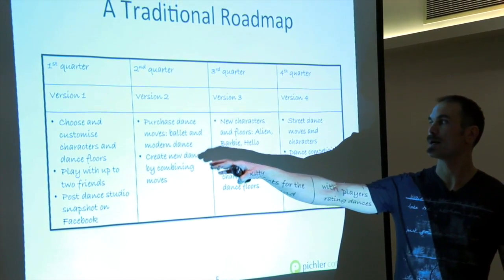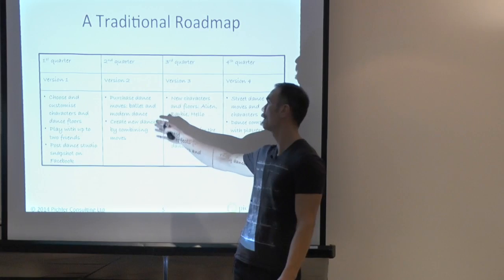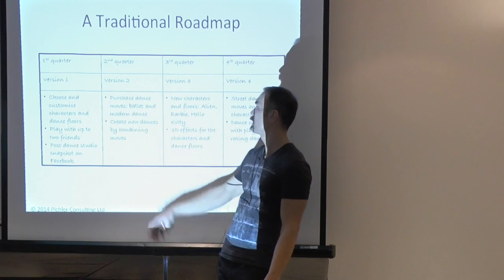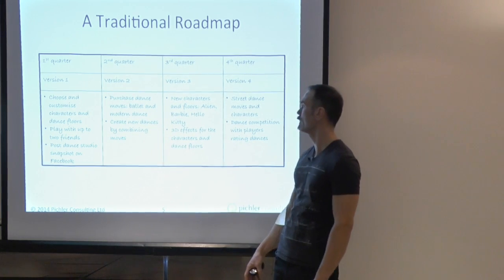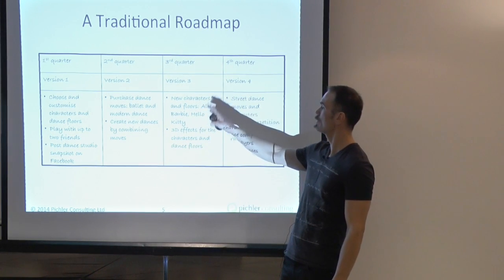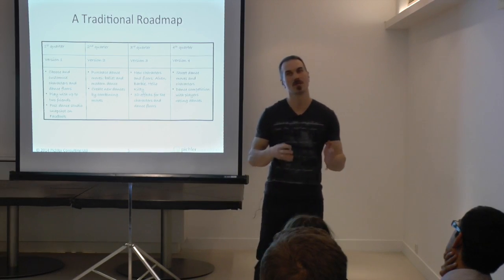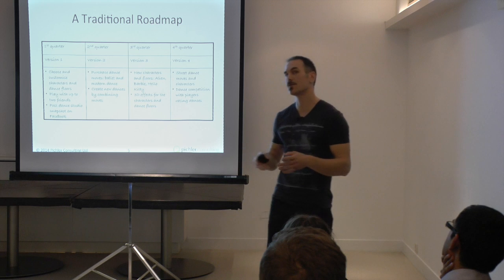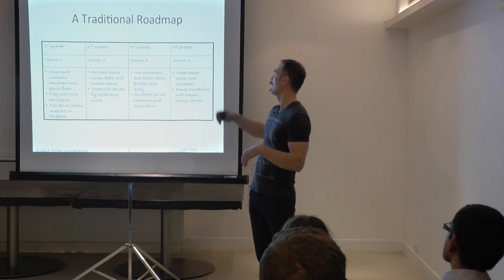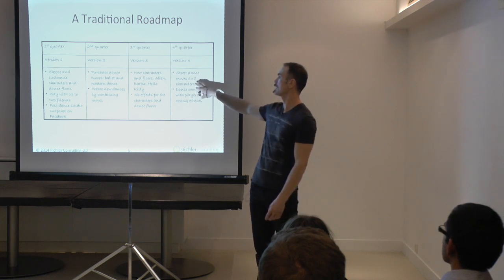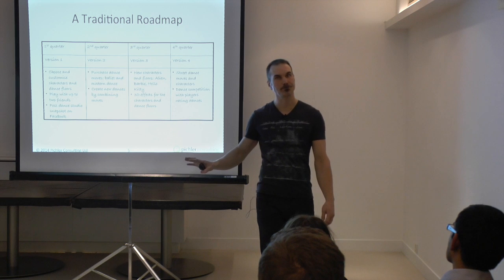Version 2 then talks about the ability to make in-app purchases, such as ballet and modern dance moves. It's the ability to create new dances by combining moves. Version 3 then says, well, we need new characters, and it's fairly specific about which characters are required, such as an alien or Hello Kitty, cool 3D effects, and finally, we'll change the game and take it forward, introduce some street dance moves and a dance competition.